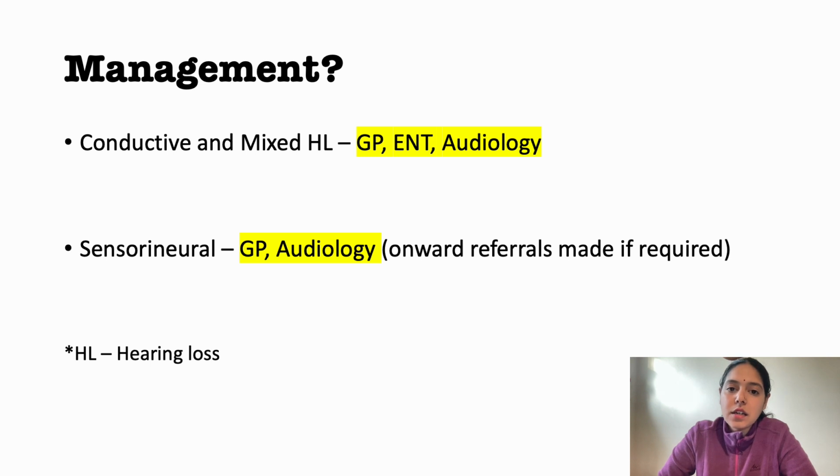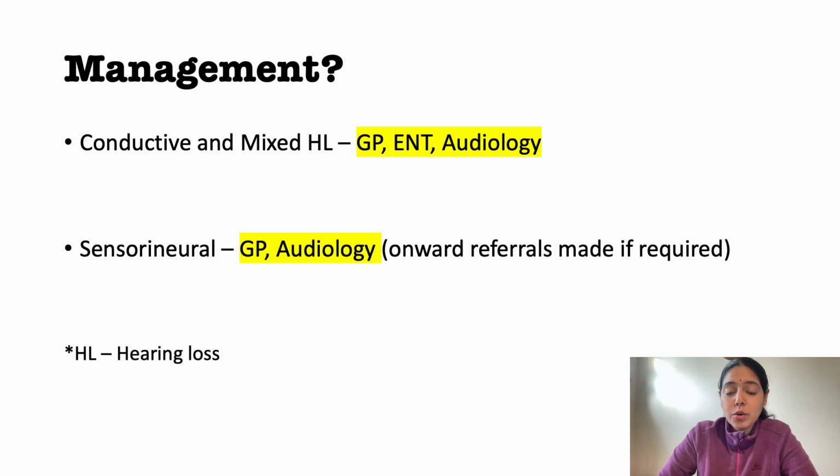If it is a conductive or a mixed loss, your first point of contact would be your GP. Because I am currently based in the UK, I will be talking mainly about how to approach the audiology department in the UK. I work within the NHS. You definitely do have the choice to go privately. So go see your private doctor, go see a hearing specialist on the high street. For that, you don't need to go through your GP. You can directly just walk in or make an appointment with that establishment.